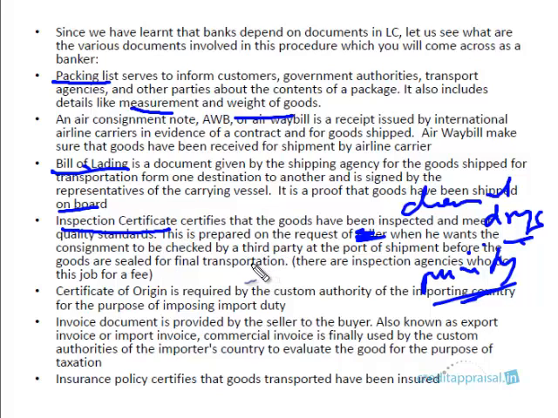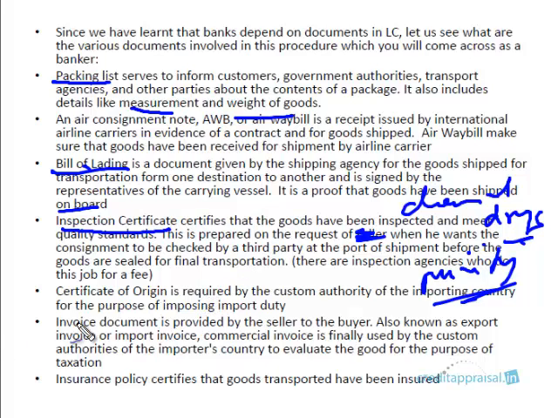The seller will get the inspection done by an independent third-party agency, and they will supply this inspection certificate. There are parties who do this for a fee, for a commission. So it's not mandatory, but if the buyer insists, it has to be supplied.